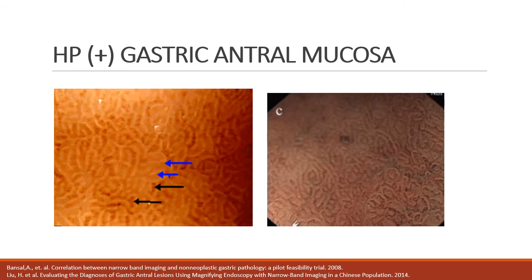In the gastric antrum, H. pylori associated gastritis is visualized as loss of subepithelial capillary network with irregular mucosal pattern as compared with the normal antrum. The blue arrows indicate loss of subepithelial capillary network, whereas the black arrows represent areas where a subepithelial capillary network is still present. Acute inflammation can also be seen as dilated pits with a thin or unclear epithelial layer and increased branching microvasculature.